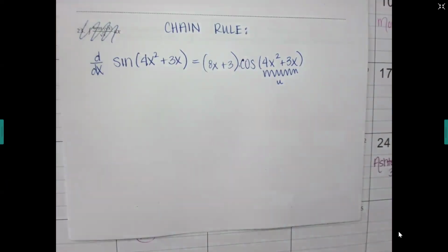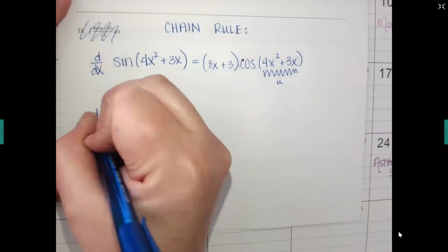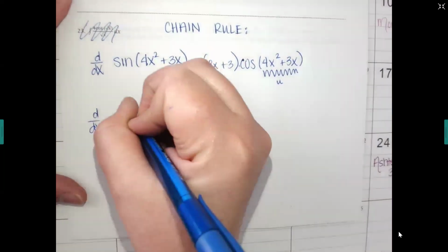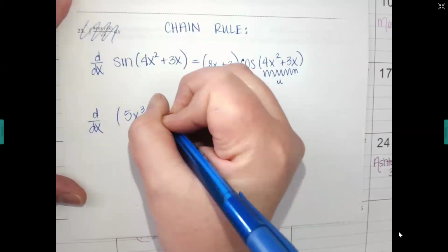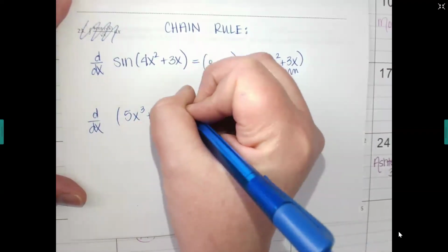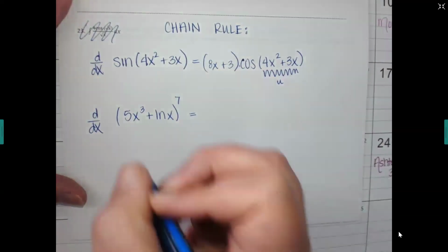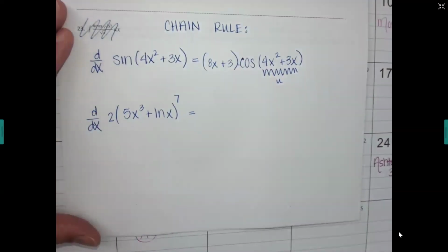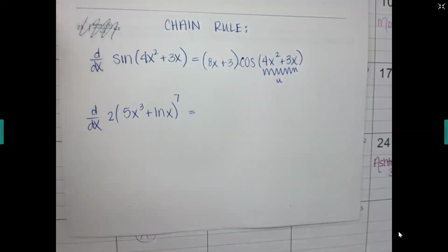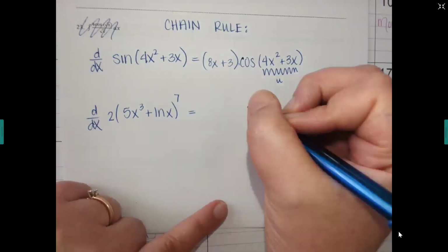Okay, let's do 2 more examples. Next one is going to be the derivative of, let's do 5x cubed plus ln x to the 7th power. And actually, let's put a 2 in front of that. So the first thing I want you to do is think about the outside layer is a 2 in the front with a 7th power up top. How do I take the derivative with this number? What do I do with it? Multiply it down times the front. So what's my 2 now if I times it by 7?